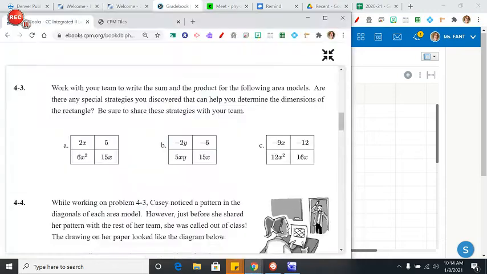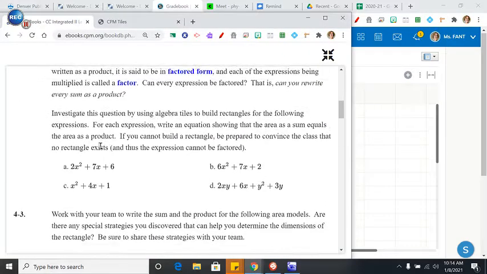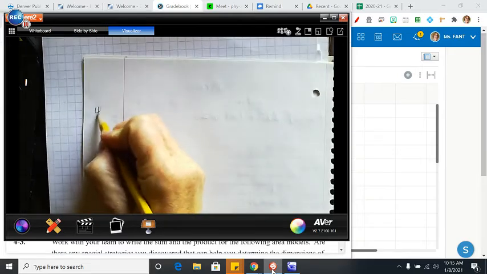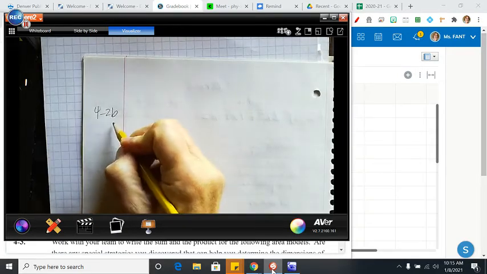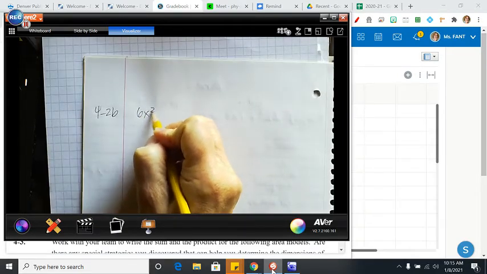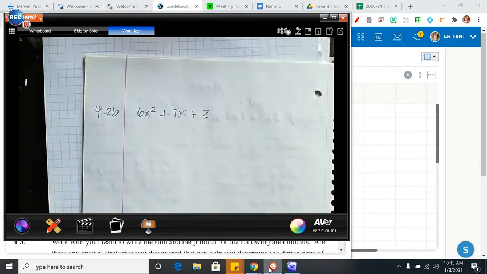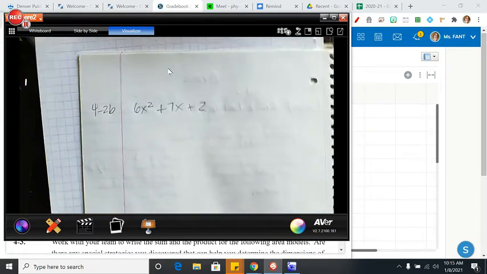Hi everyone. So today we started with, in the ebook, 4-2B, and we used tiles to see if we could build a rectangle with 6x squared plus 7x plus 2. So in your notebook, write that down for 2B. Let's see, 6x squared plus 7x plus 2. So I'm going to work this out with you.